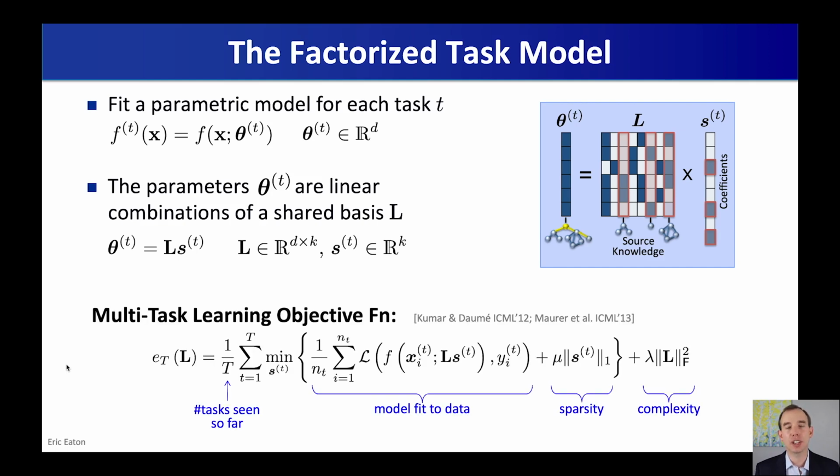This has been used, as I mentioned, in a bunch of different methods. This is an objective function for multitask learning, specifically work by Kumar and Daume from 2012 and Maurer in 2013, where we have an objective function over all the tasks. We take an average over those tasks. We have three terms. One's a model fit to data term using this shared basis L over the model parameter space. Then we also have a term for the sparsity of the coefficient vectors, as well as a Frobenius norm to regularize the complexity of the shared knowledge.